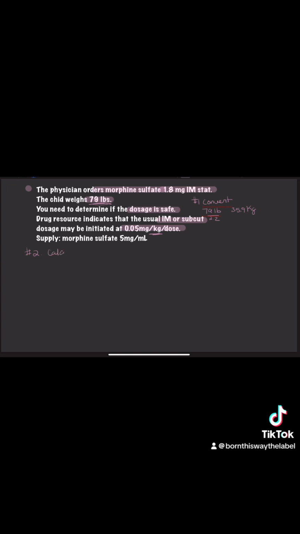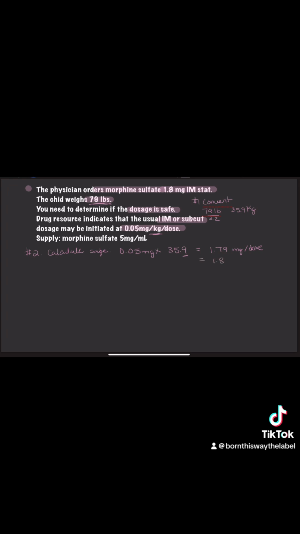So I'm going to move on to the next step, which is going to be calculating to see if it's safe. So the drug resource gave us 0.05 milligrams times 35.9, and I'm sure to not round it until I'm done with the problem at the end. So I'm going to keep it in the 10th place. So 35.9 times 0.05. So that's going to give me 1.79 milligrams per dose. Okay. So then now I'm going to round that to 1.8.